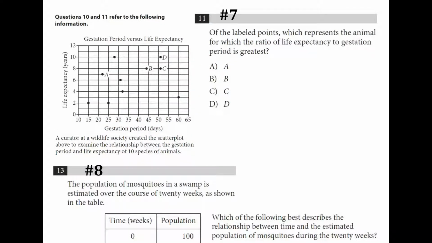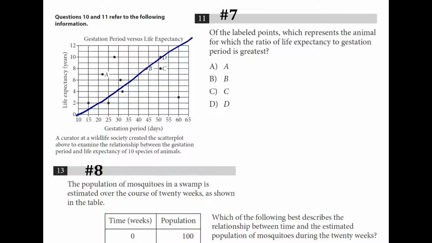Number 11. Of the labeled points, which represents the animal for which the ratio of life expectancy to gestation period is greatest? So first let's notice that not all points are labeled, only A, B, C, and D are. And if we draw a line like this, it would represent pretty much a 1-to-1 ratio or 1-to-1 slope. Every time the gestation period goes over 1, we go up 1 life expectancy.